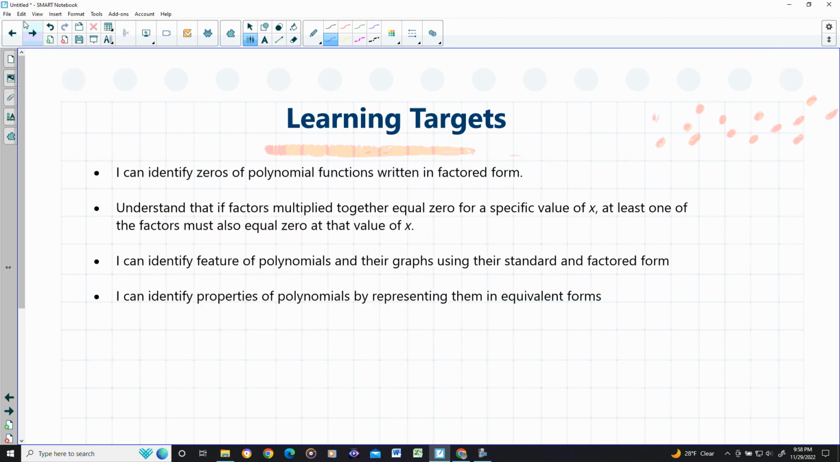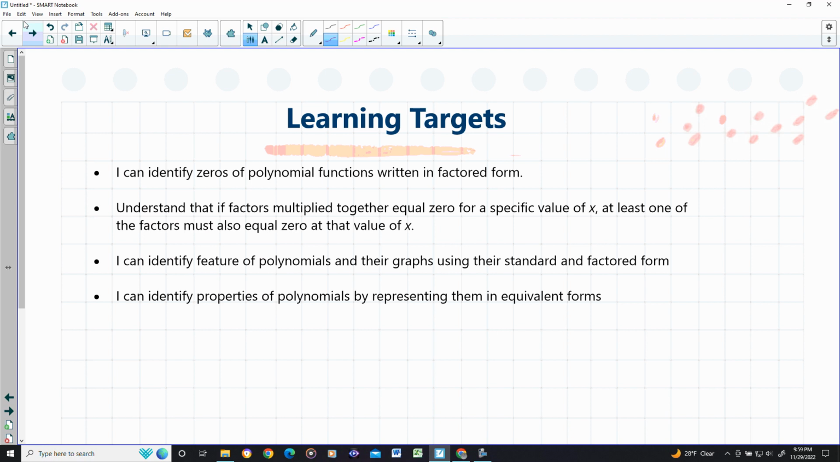Okay, so some of the things that we're going to learn about here. I can identify zeros of polynomial functions written in factored form. We did that with quadratics already, so I think we could handle that one pretty quickly. And a lot of this, reading through some of the other bullet points here, you're really looking at the idea of the equivalent form between standard form and factored form.